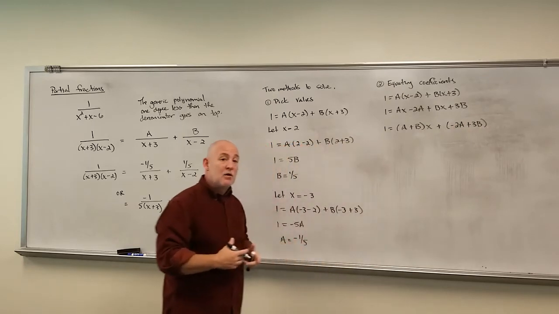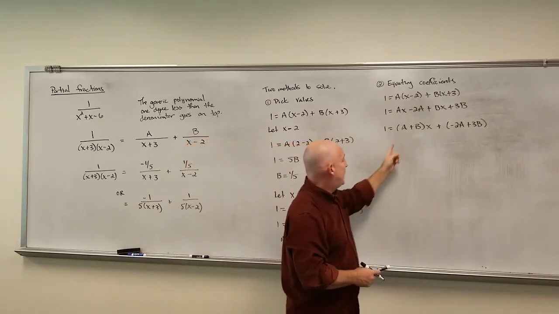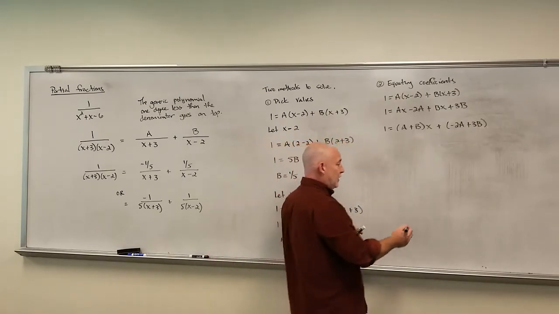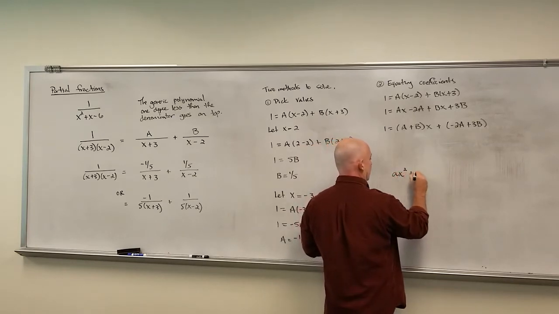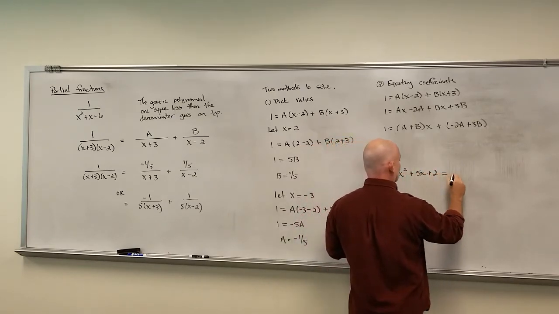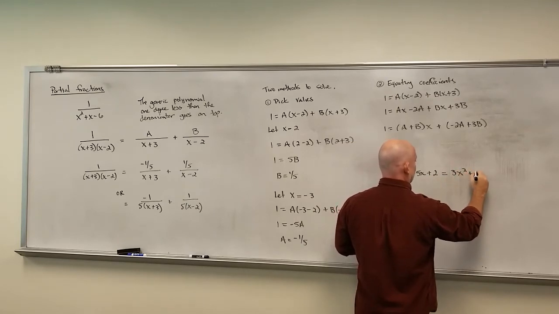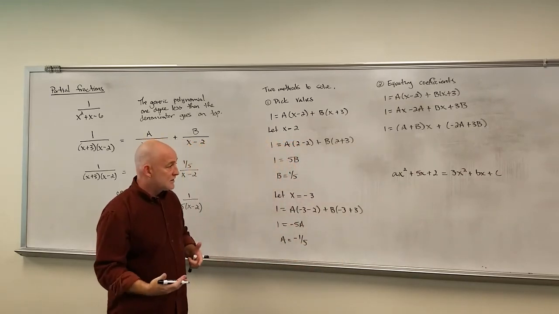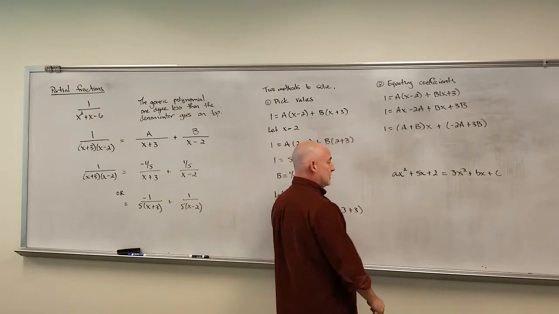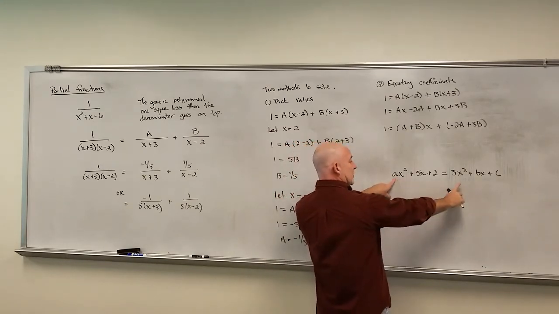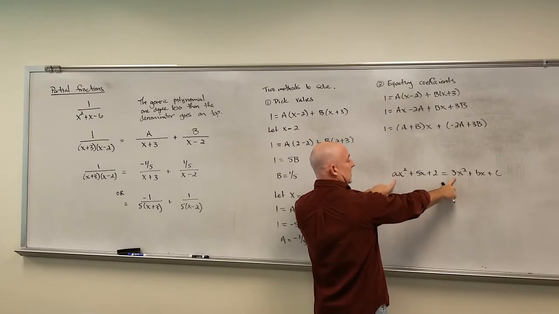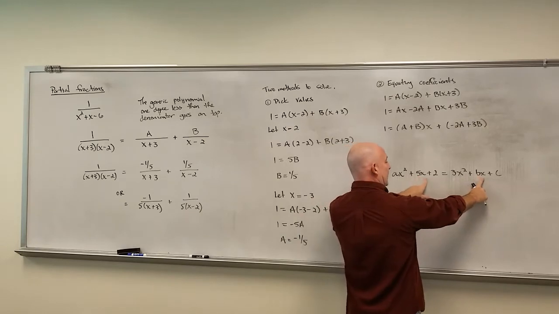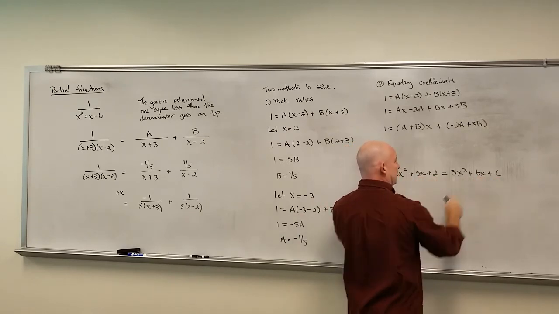Now here's what I mean by equating coefficients. I have a polynomial on the left side and a polynomial on the right side. If you have two polynomials, let's say like ax² + 5x + 2 = 3x² + bx + c, if we have two polynomials equal to each other, it means they have to be the same thing, which means their coefficients have to be the same. So you can see whatever's in front of the x² on this side has to be the same in front of this side. So a would have to be equal to 3, b would have to be equal to 5, and the numbers have to be the same, so c would have to be equal to 2.